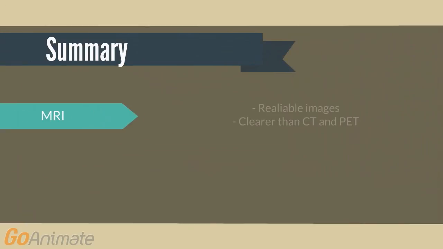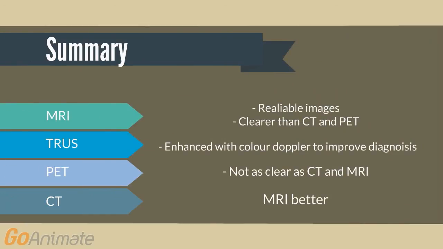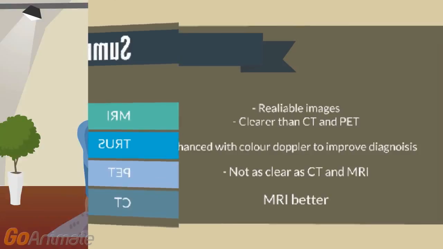In summary, MRI produces reliable images. Although TRUS has low sensitivity, it is enhanced using color Doppler. PET scans are not as clear as CT and MRI. However, MRI scans are better than CT scans in prostate diagnosis.